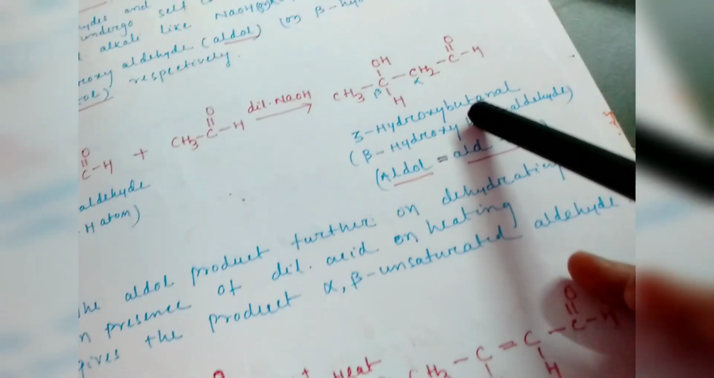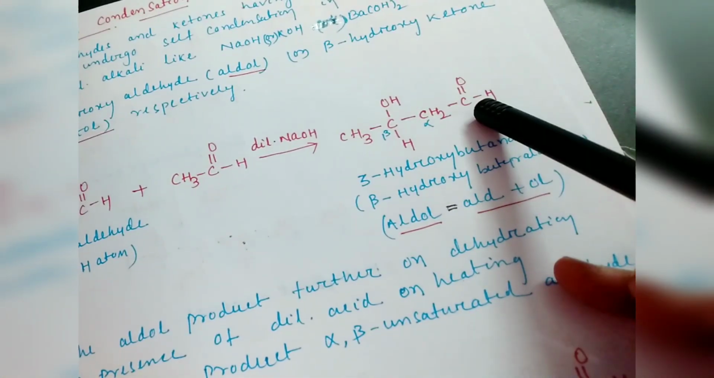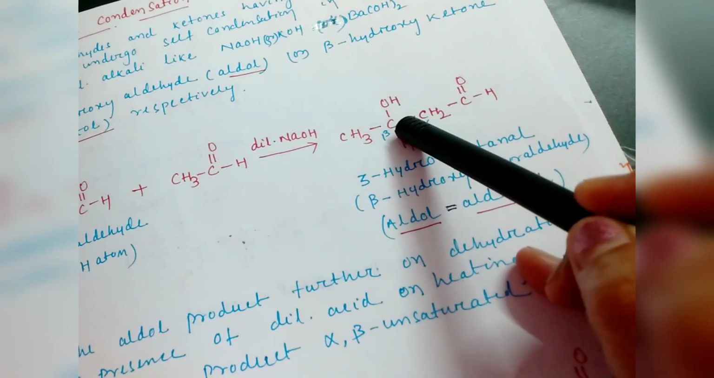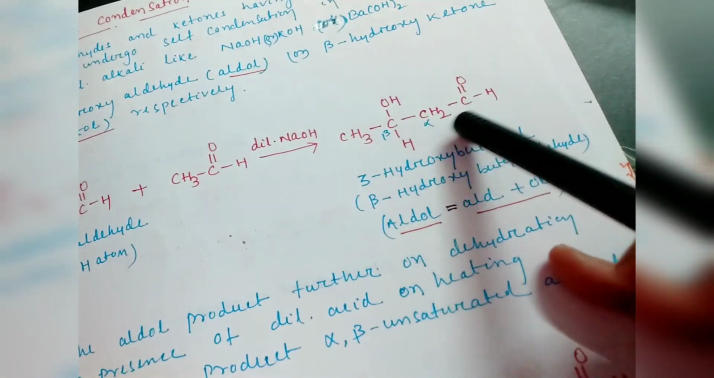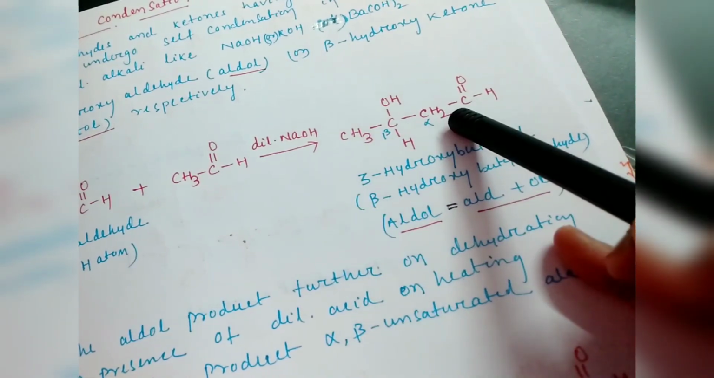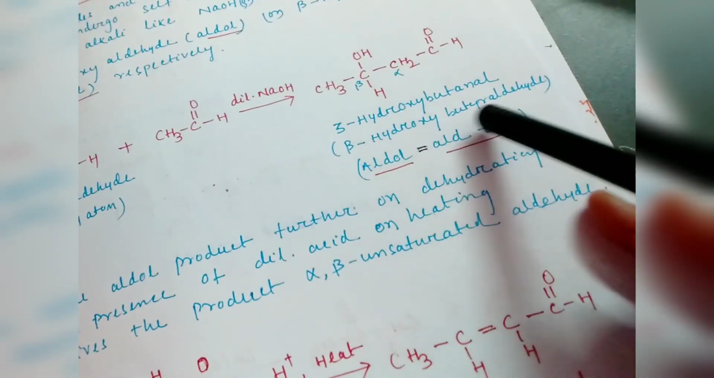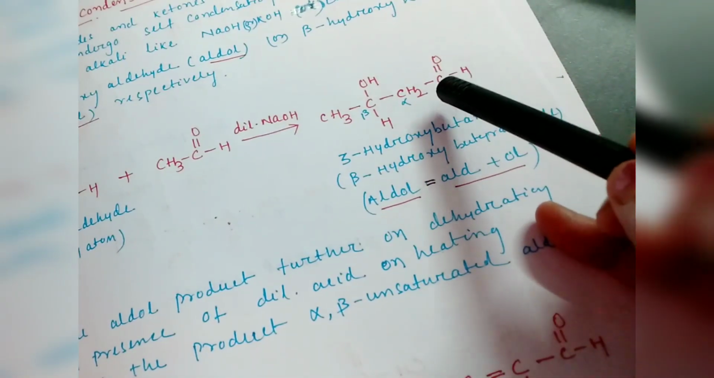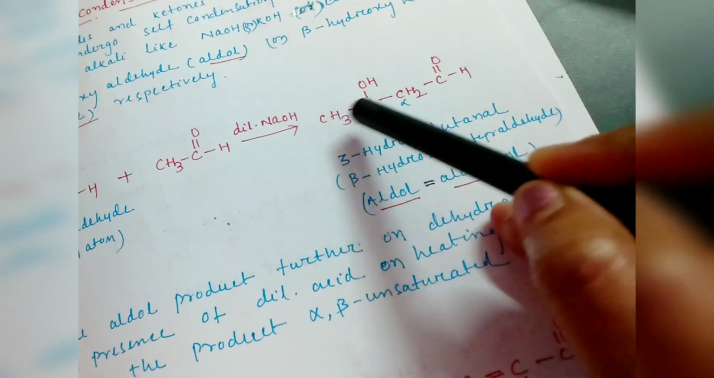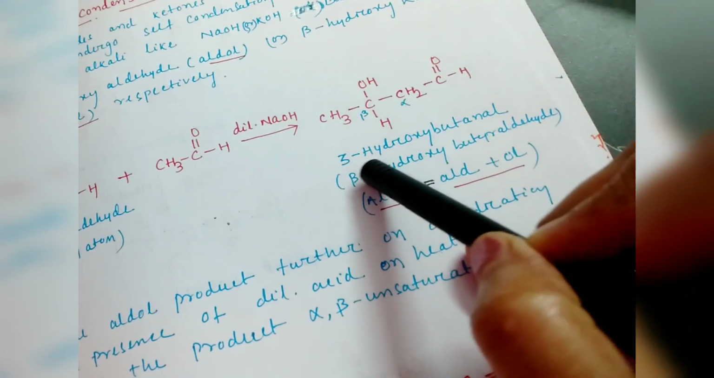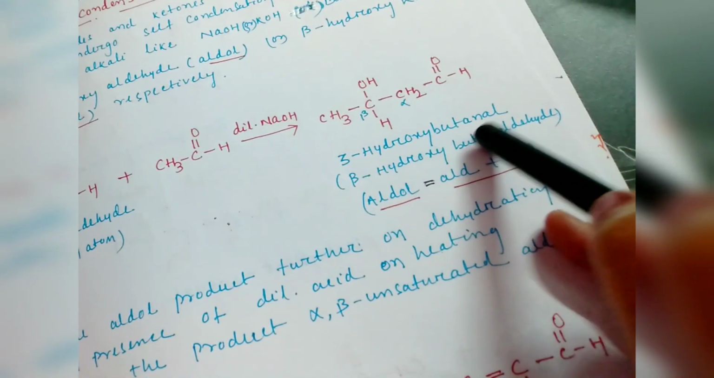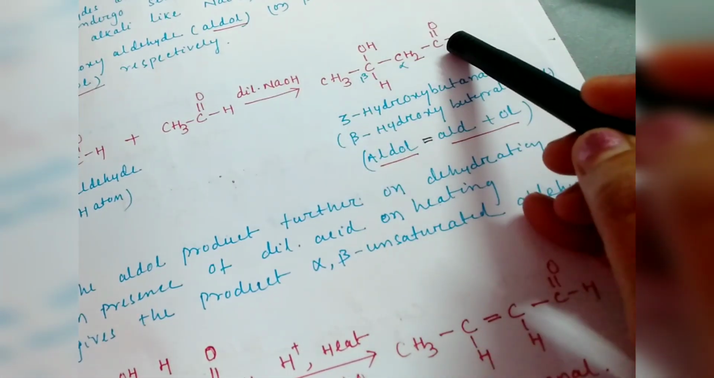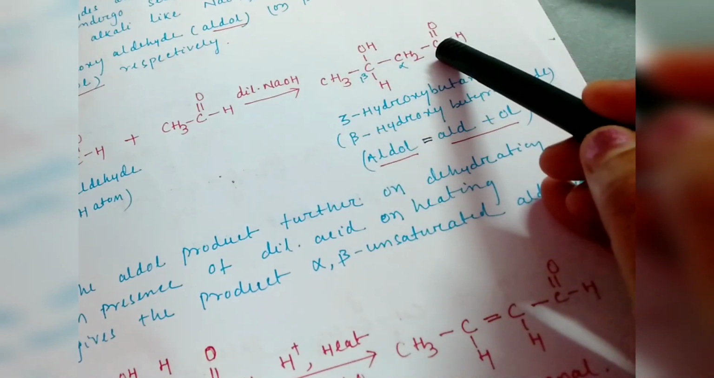hydroxybutyraldehyde. Beta hydroxybutyraldehyde means this is your functional group, this is the alpha carbon, this is the beta carbon, and at the beta position there is a hydroxy group attached. That is called beta hydroxy, and there are 1, 2, 3, 4 carbon atoms. So the common name is beta hydroxybutyraldehyde. And the IUPAC name: it is 1, 2, 3, 4. In the 3 position there is a hydroxy group, so it is 3-hydroxybutanal.